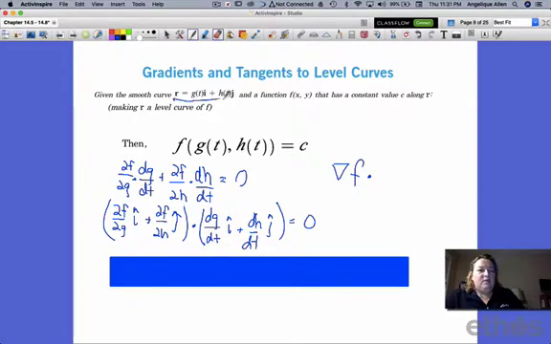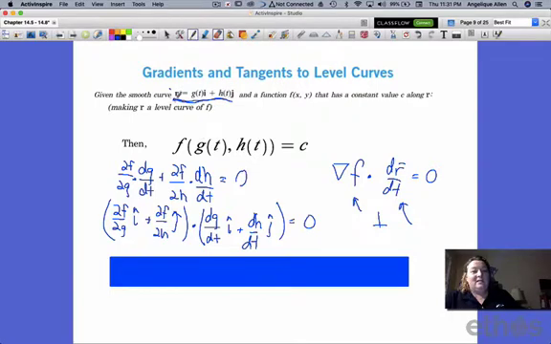Now, look back up here. This was our original curve, and this was one of the level curves. And if we take the derivative of g with respect to t and the derivative of h with respect to t, this is actually dr/dt down here. So if we start with r here and we take its derivative, then we get dr/dt here. And those dotted together equals 0. And that tells us that the gradient vector is going to be perpendicular to the tangent vector to the surface.